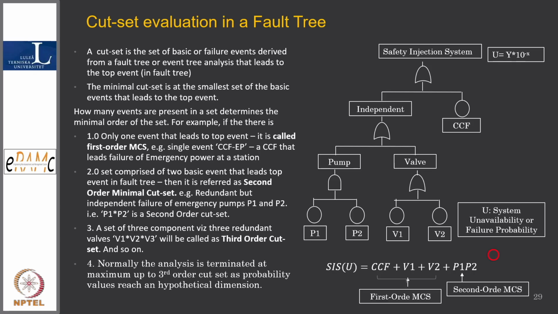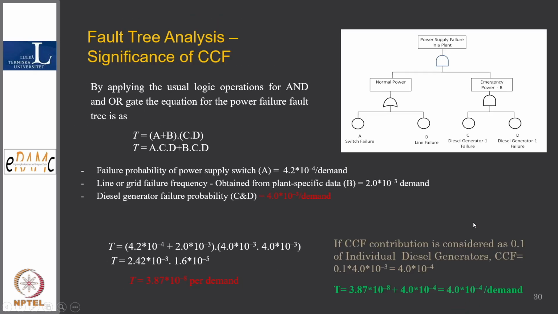So, you can see the background description over here, and then fault tree analysis, significance of common cause failure. Okay. So, you can see the top fault tree we can make by A plus B and C into D, because here an AND gate is there. So, A plus B comes from this branch and C into D, and then multiply ACD and BCD. Failure probability of the power supply system is 4.2 into 10 to the power minus 4, because quantification we have not shown here.